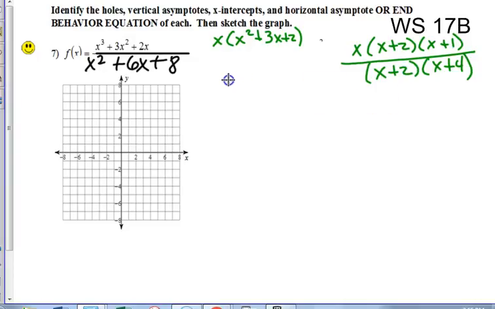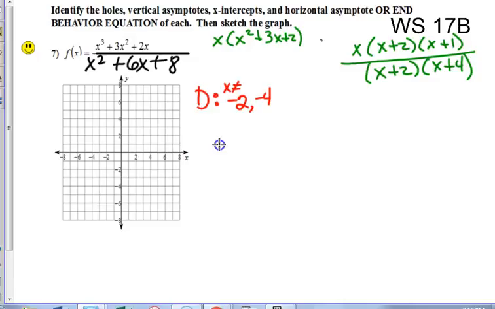Okay. The thing we need to be careful of, there's 3 things, okay? When you see that there's a hole, you have to still include the domain restrictions. So the domain is not going to equal what 2 things here? X cannot equal negative 2 or negative 4. Okay? That's the first thing.